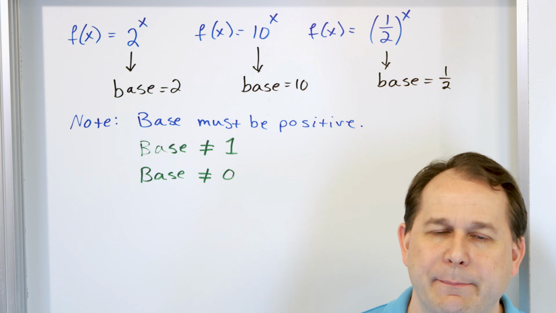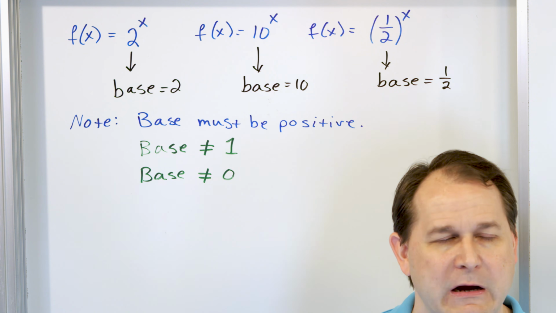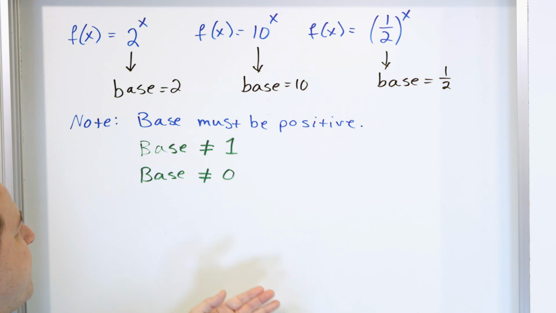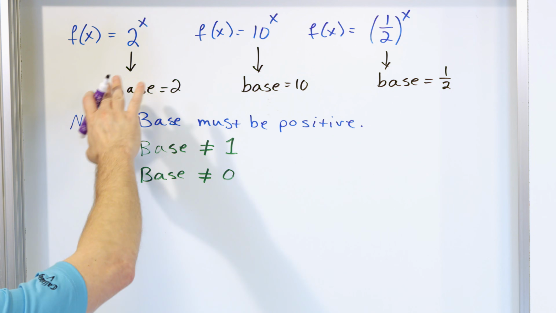I would like you to know what happens, but I don't want to talk about it now because it doesn't give you an exponential function either. For now, just know that the base has to be positive, but it can't be 1 and it cannot be 0. All right?